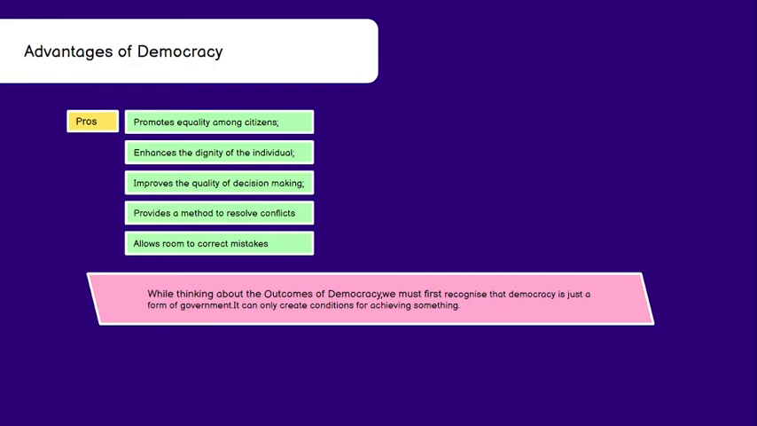So while thinking about the outcomes of democracy, we must first recognize that democracy is just a form of government. It can only create conditions for achieving something, while we as people have to make use of these conditions as opportunities.